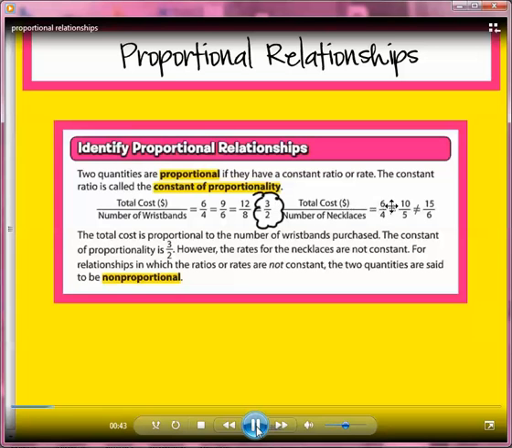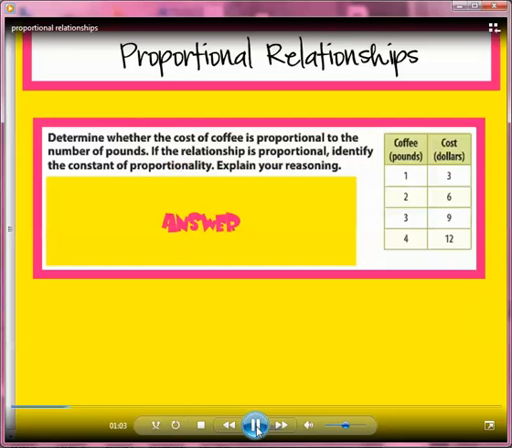If we look over here, $6 for 4 necklaces, $10 for 5, and $15 for 6 necklaces are not proportionate. So sometimes things are non-proportional. So we need to make sure that we can find the constant of proportionality and know that that's our slope.